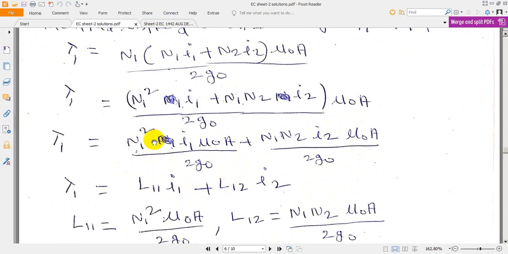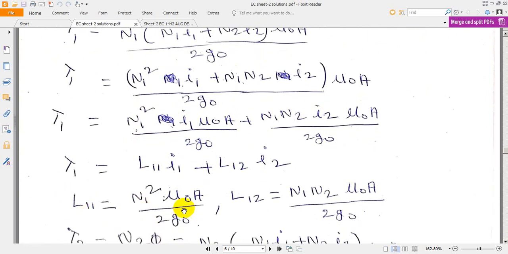I1 into N1 square mu naught A by 2G0, we are writing it as L11. This complete parameter N1 square mu naught A by 2G0, we are considering as L11. L11 into I1, we are writing this in the form of L12 into I2, where we are having N1 and N2. So this parameter we are considering as L12. What is L12? L12 is N1 N2 mu naught A divided by 2G0. We got L12.